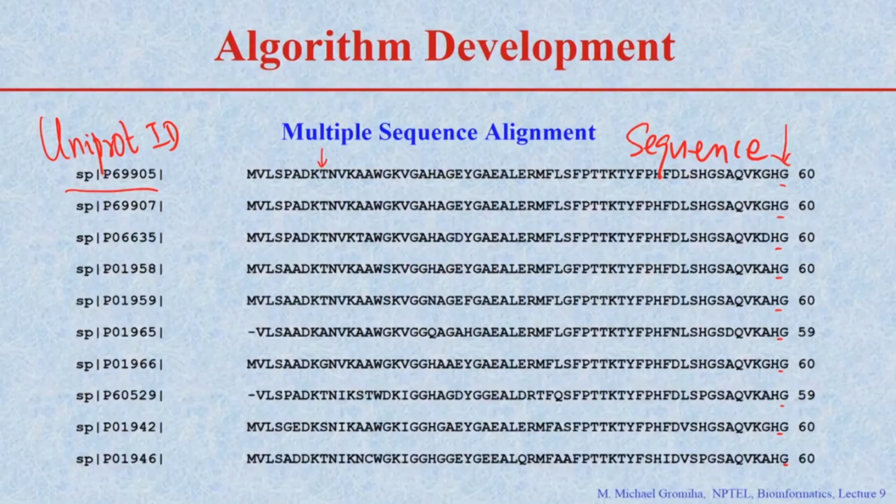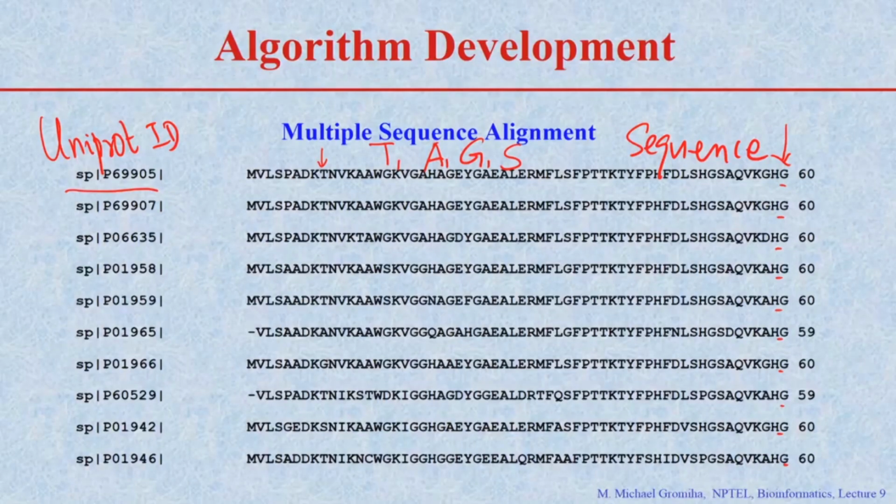If you look at this position, 1, 2, 3, 4, 5, 6, 7, 8, 9, is this position variable or conserved? It is variable and we can also see conserved. If you see this position, what are the preferences of amino acid residues at this position? T, A, G, S. But if you look into all the 10 sequences, most of them have the same residue.